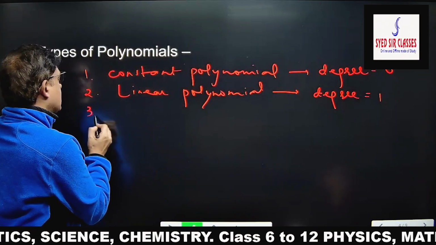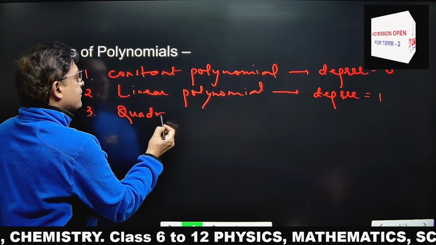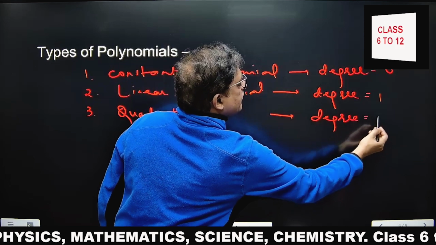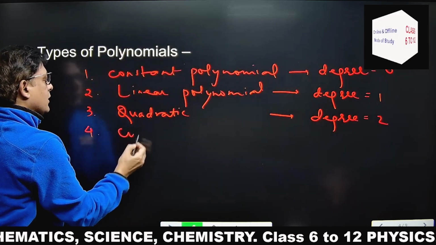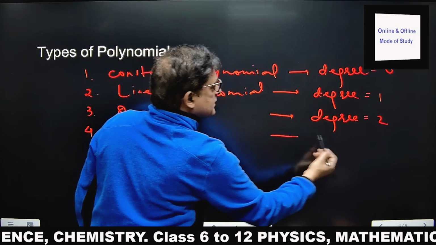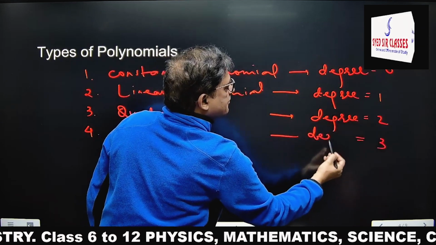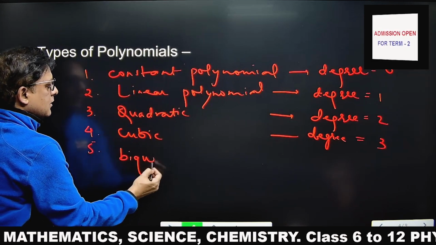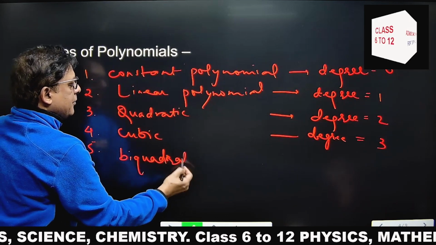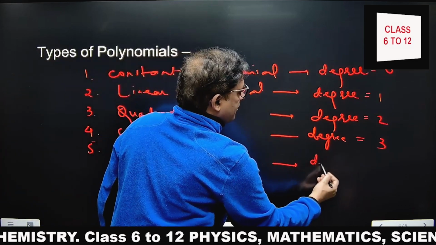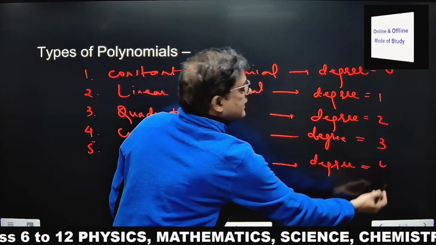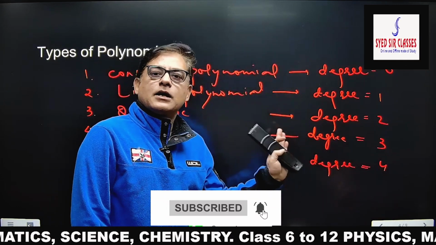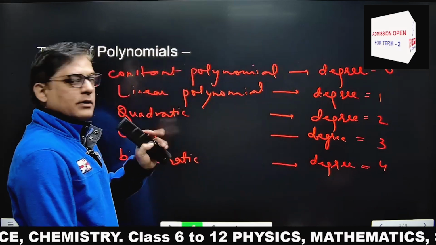Then third is quadratic polynomial. Quadratic polynomial degree is 2. Similarly, fourth is cubic polynomial, degree is 3. And the fifth is biquadratic polynomial, whose degree is 4. So on the basis of the degree, we categorize these polynomials as constant, linear, quadratic, cubic और biquadratic.